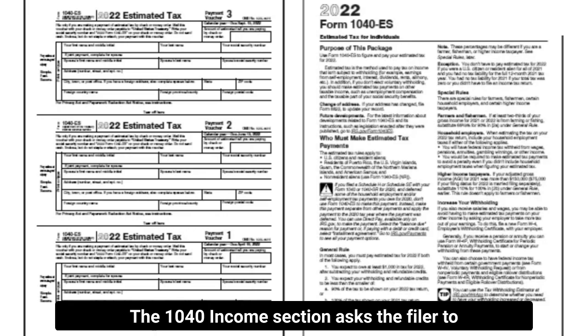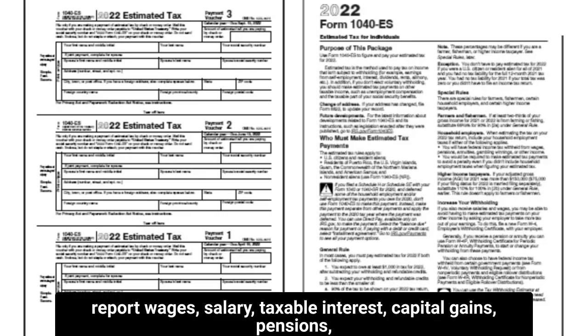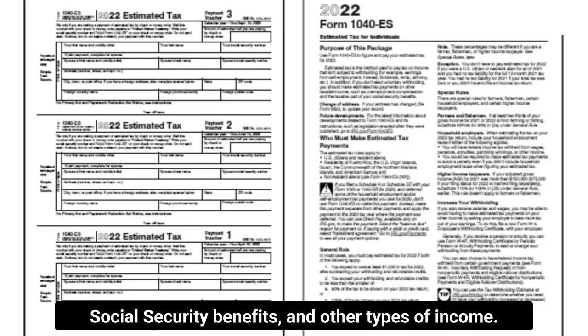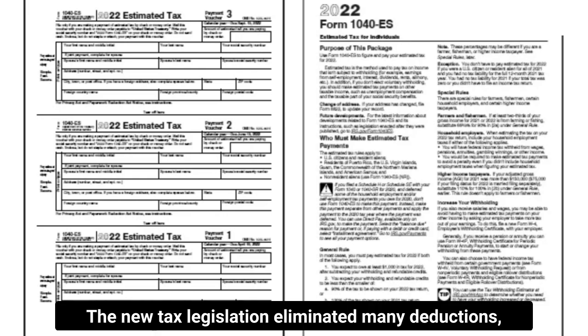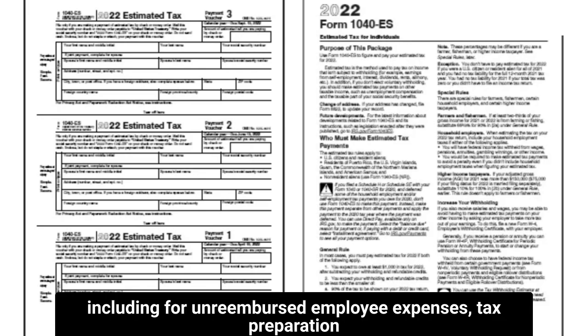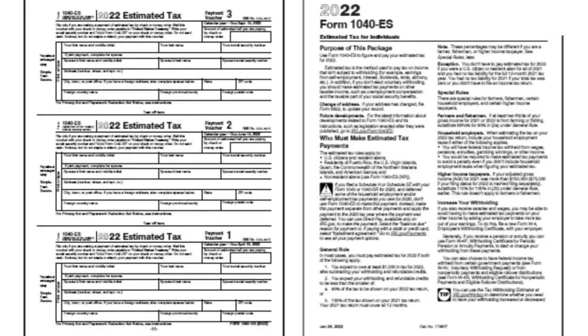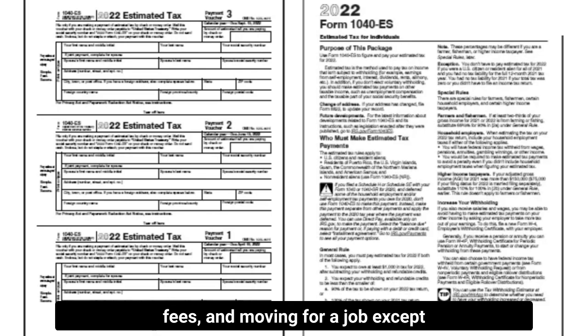The 1040 income section asks the filer to report wages, salary, taxable interest, capital gains, pensions, social security benefits, and other types of income. The new tax legislation eliminated many deductions, including for unreimbursed employee expenses, tax preparation fees, and moving for a job, except for military on active duty.